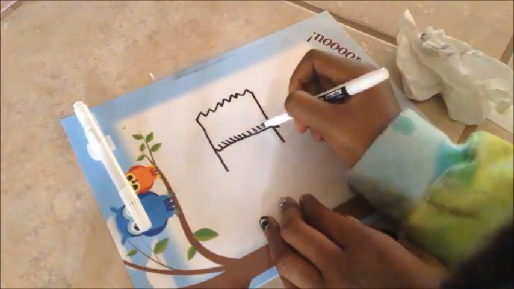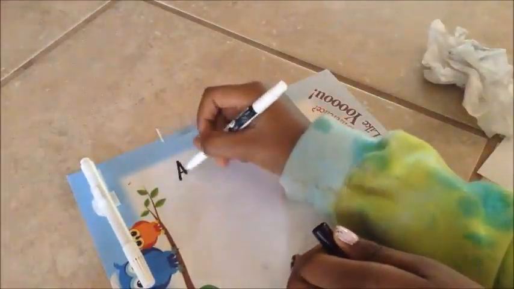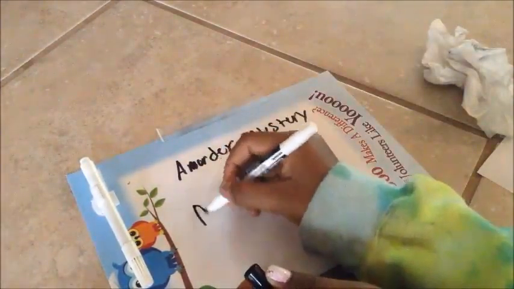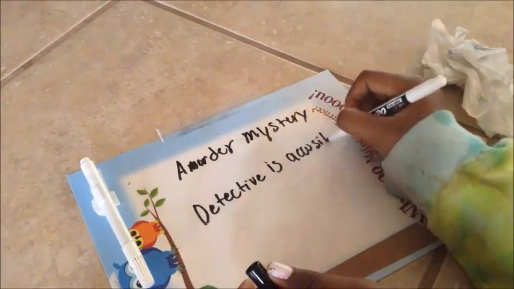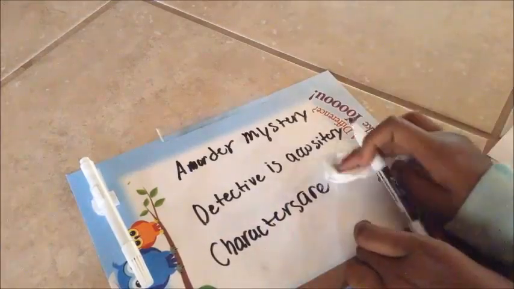And then the second part of sound will be dialogue. For the different types of dialogue, since it's a murder mystery, we'll have a detective. His dialogue will be accusatory, and the character's dialogue will be defensive.